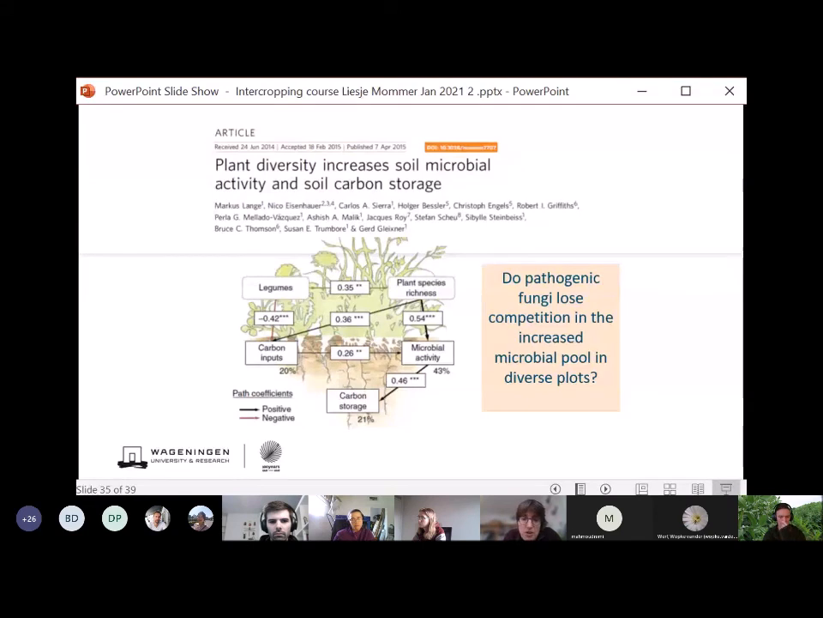Another hypothesis that we are investigating is that having more plants, having higher richness, leads also to more roots in the soil, and also leads to more carbon inputs and more microbial activity. So there can also be more competition in the soil, and maybe the pathogens lose the competition from the saprophytes.